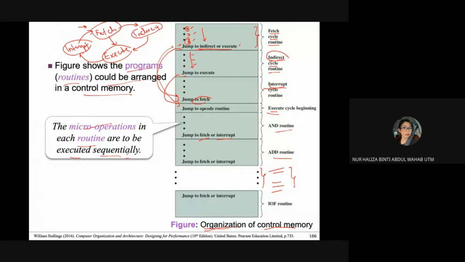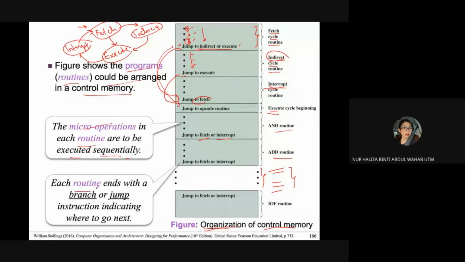So this is already given to you as a note. Each routine ends with a branch or a jump, which is something that informs or instructs you where you need to go after this. So what is the next address that you're going to go to? This is the end of each of your routines. This is routine 1, routine 2 and so on, and an instruction indicating where to go next. This is where to go next.